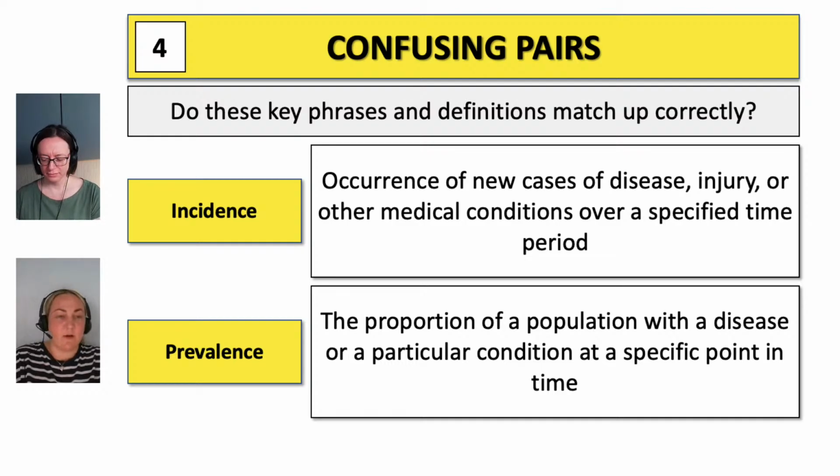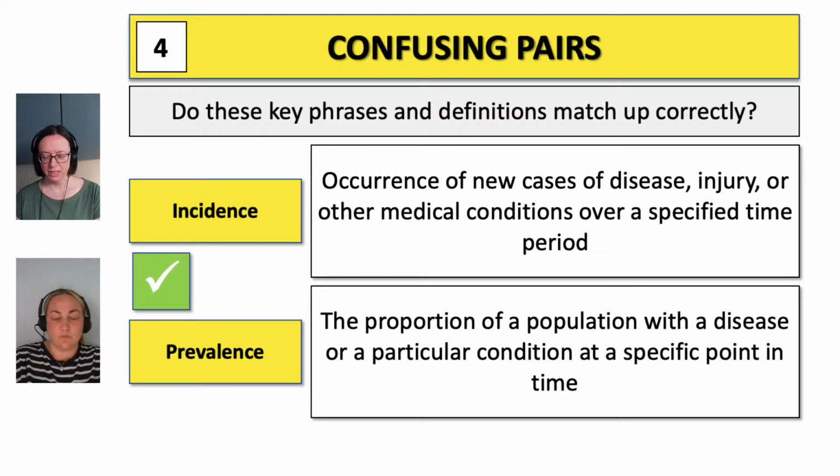Yes, Jess has said they're the right way around. I would agree. Well done, Jess. Yep, definitely. So I always think incident. So has there been an incident of a disease? So has someone got a diagnosis? Have they got a new case? And prevalence, think about prevailing. That means things that are like multiple things in existence all at the same time.